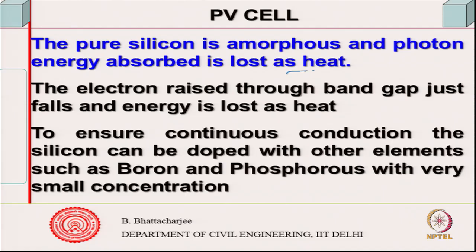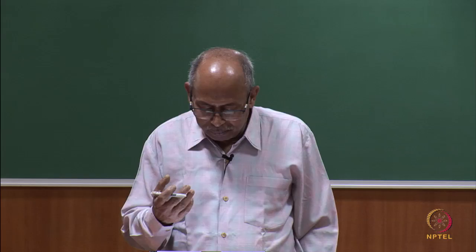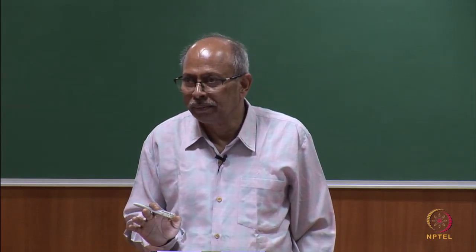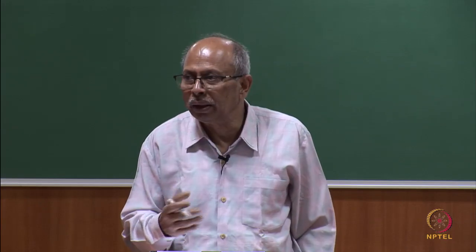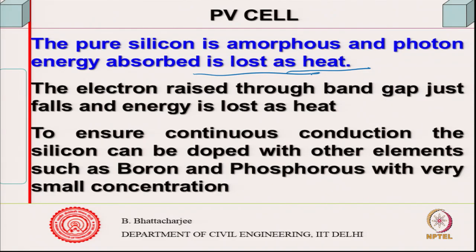Now, pure silicon is amorphous, and even if the electron jumps, the energy is absorbed and lost. It won't move; it will jump, the energy is lost, and then it comes back again. This energy is converted into heat, and the electron falls back. So, if I just supply energy, it jumps out, but it will generate heat and come back.